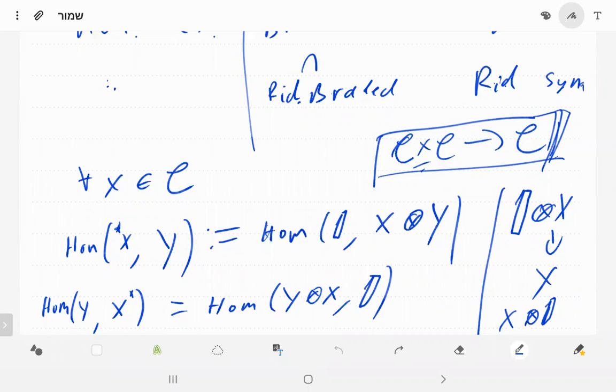So you remember that in usual monoids, when we talked about a monoid object in the category of monoids, we got commutative monoids. In just a moment, I will close the window so you will hear me better.